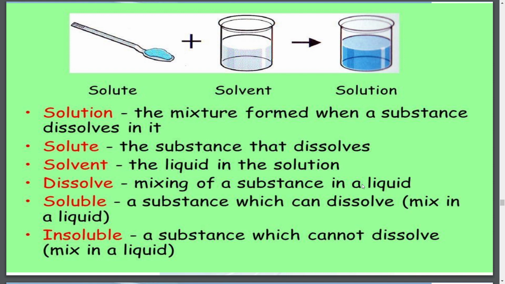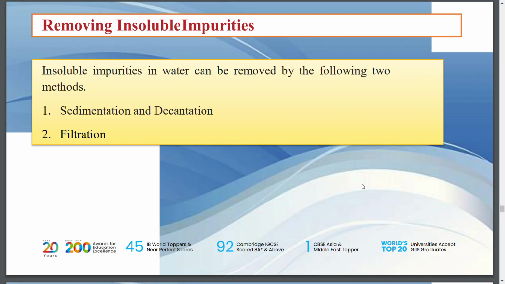Solute is the substance that dissolves and solvent is the liquid in the solution. Dissolve means the mixing of a substance in a liquid. Soluble means a substance which can dissolve. Insoluble means a substance which cannot dissolve, like plastic can't dissolve in water. Soluble substances are sugar, salt and pepper, which can mix in the water.